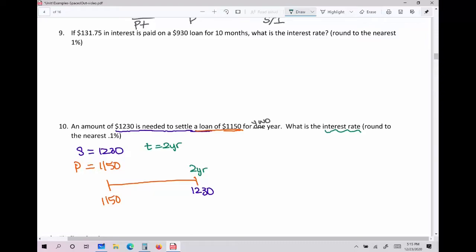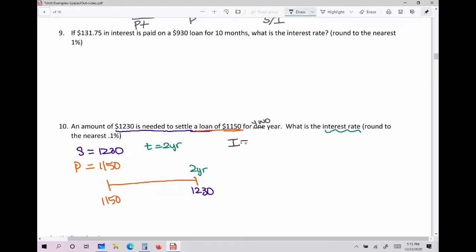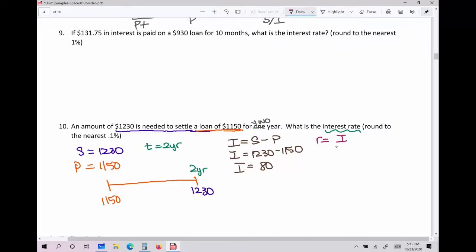Okay, so when we plug all of this in, the first thing we need is I. We don't have I right now, so we need to find what I is. We can find I by taking the future value minus the present value, or S minus P. So here our I would be 1230 minus 1150. So I is $80. And we need that because remember our calculation to get R was I divided by PT.